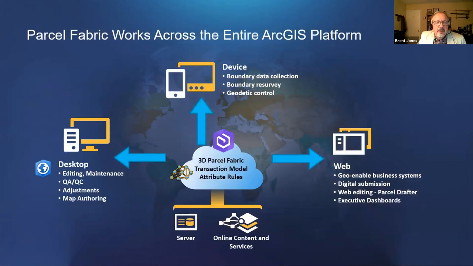This parcel fabric works across the entire platform. You can edit and adjust and manage data from the desktop. You can view and collect data in the field with mobile devices using external high accuracy GNSS. And you can use this data in other applications, simple web maps and dashboards. We're currently working on digital submissions. So if you have specific requirements around this, please let us know. All this leverages the world's largest collection of geographic data, the Living Atlas of the World.